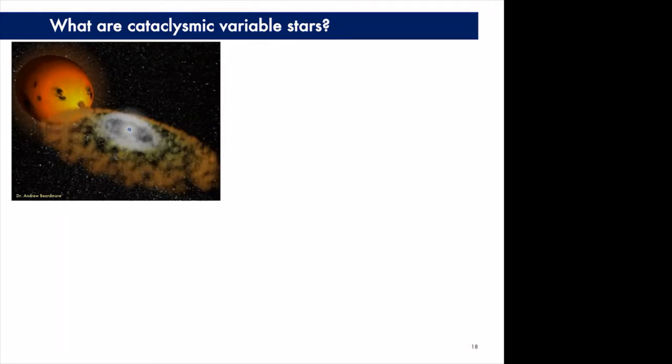As I explained in the case of novae, the gravitational field of the white dwarf draws material off the red dwarf, and you'll get an accretion disk, this disk of matter forming around the white dwarf. As you can see here, the little white dwarf shows blue in this slide, right in the center, and an accretion disk of gas, mainly hydrogen, around it.